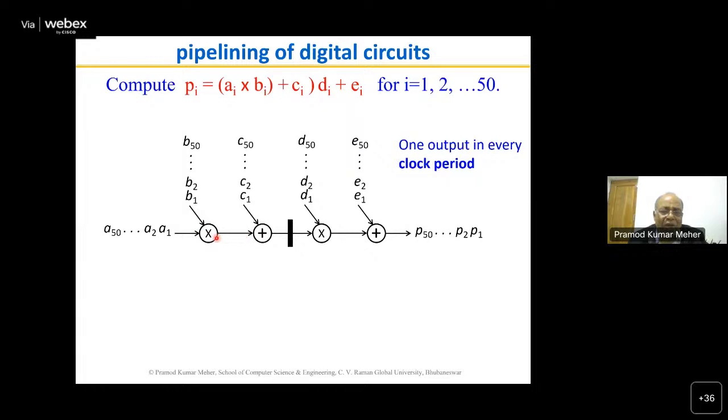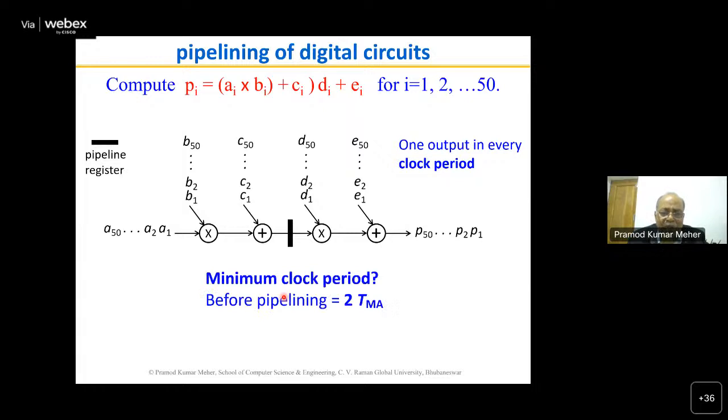So the time period can be equal to the time required for one multiplication and one addition, one multiply-accumulate operation. So before pipelining, the time was almost equal to 2 multiplication times. Remember that one multiplication time is almost equal to one multiplication followed by addition.